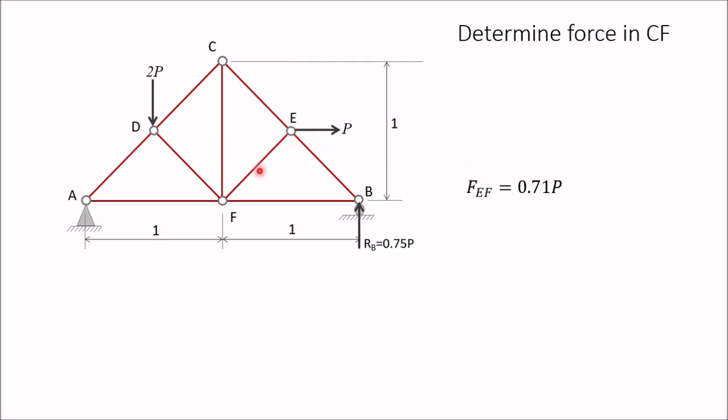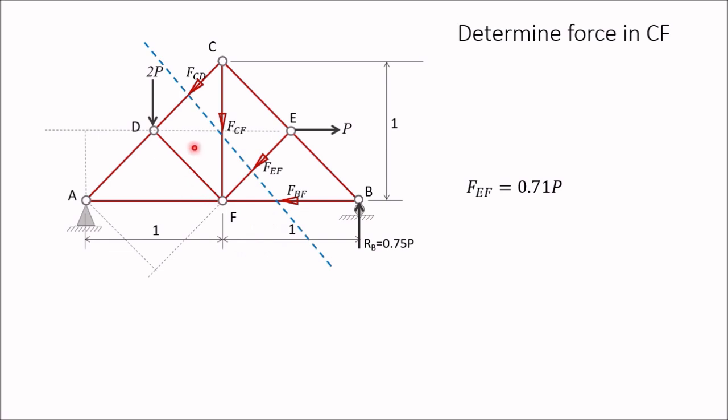Now in the next step, we will cut a section in this manner. Now FEF is determined. You need FCF. To get FCF, we will take moment about a point through which these two forces, CD and BF, are passing. These two extended are passing through point A. So determine sigma MA is equal to 0. First take the right part of this section and show forces. So this is FCD, this is FCF, FEF, which we have already determined equal to 0.71 P, and then FBF. Now take moment about point A and equate it to 0.